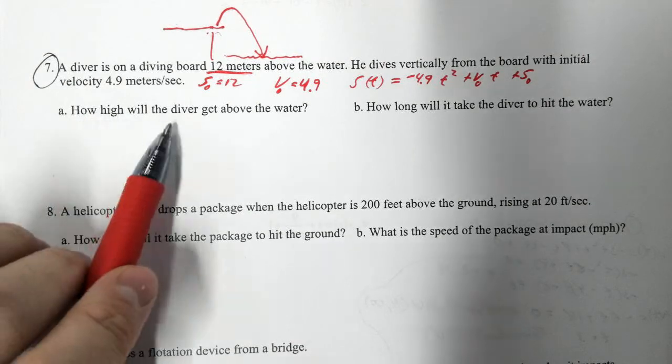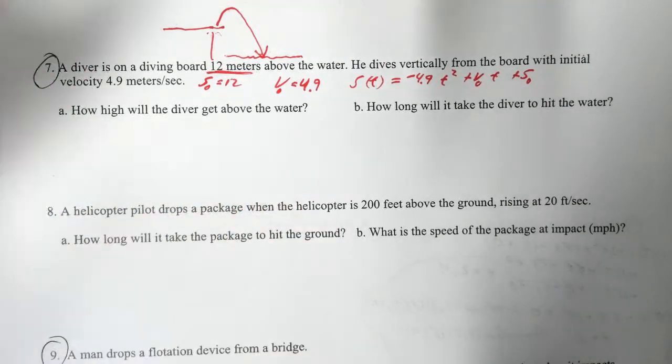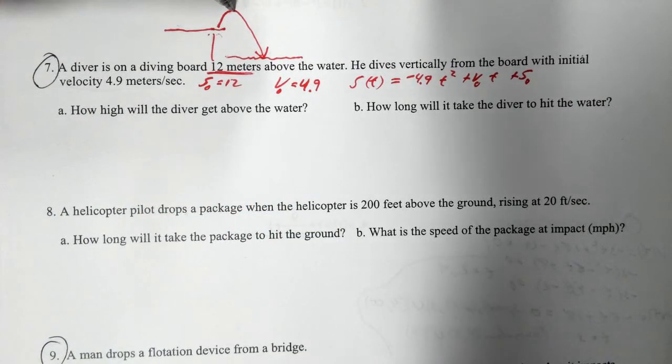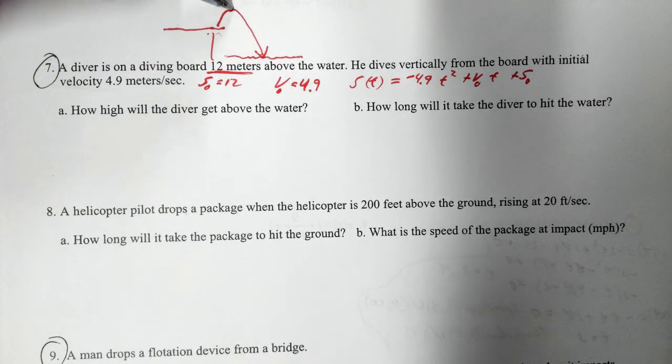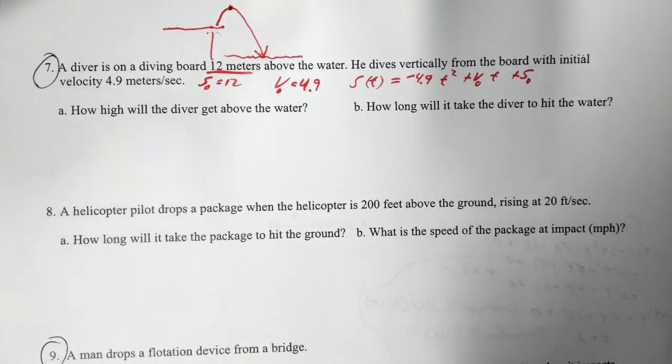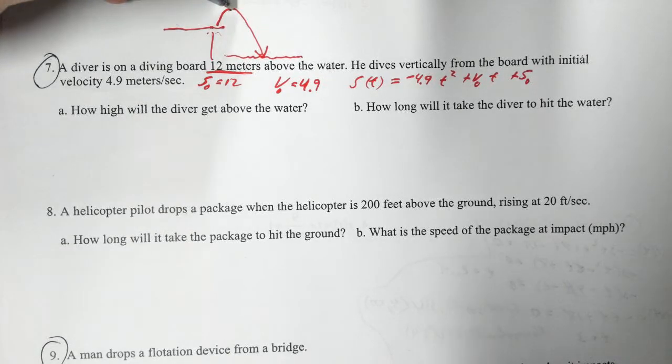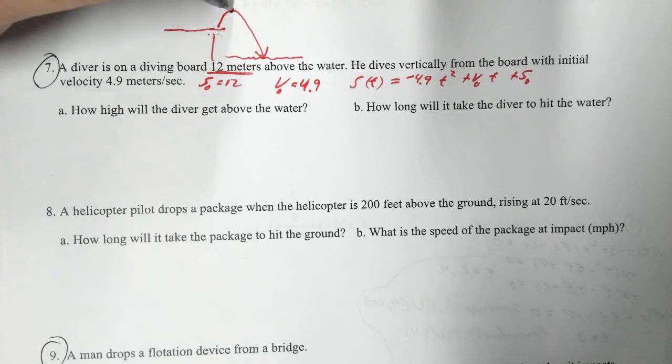Part A asks, how high will the diver get above the water? So we want this y value. We want the position when he reaches his maximum. Well, in order to get the position when he reaches the maximum, we need to know the time that he reaches the maximum. The time he reaches the maximum, his velocity is going to be 0 up there. We were going up, then we switched direction to going down. So his velocity at that moment was 0.